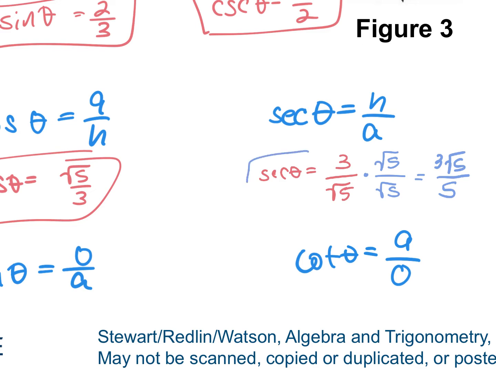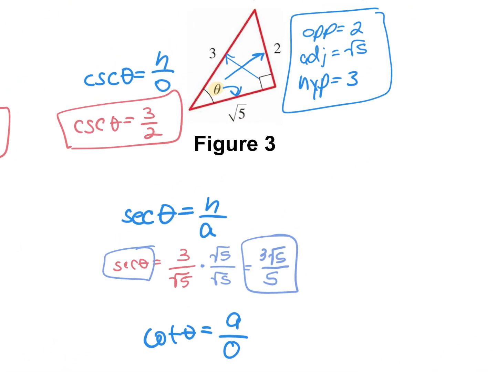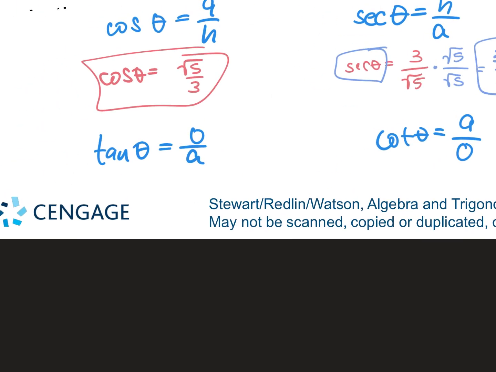So the secant of theta is 3 root 5 over 5. You always have to rationalize the denominator. You cannot have a radical in the denominator. All right, so tangent, opposite over adjacent. What's the opposite side? 2 over the square root of 5. So the tangent of theta is 2 over the square root of 5. Problem? What's the problem? Can't have that. So I just rationalize.